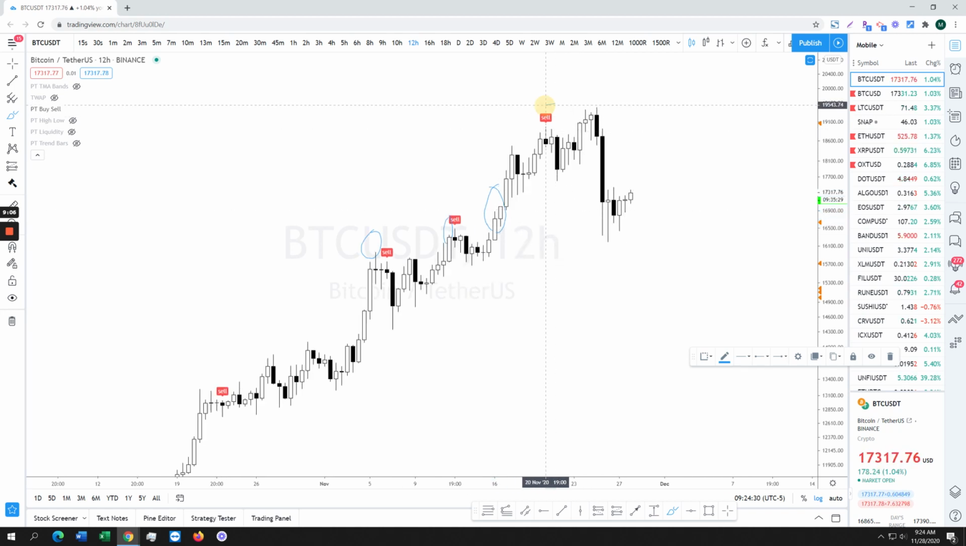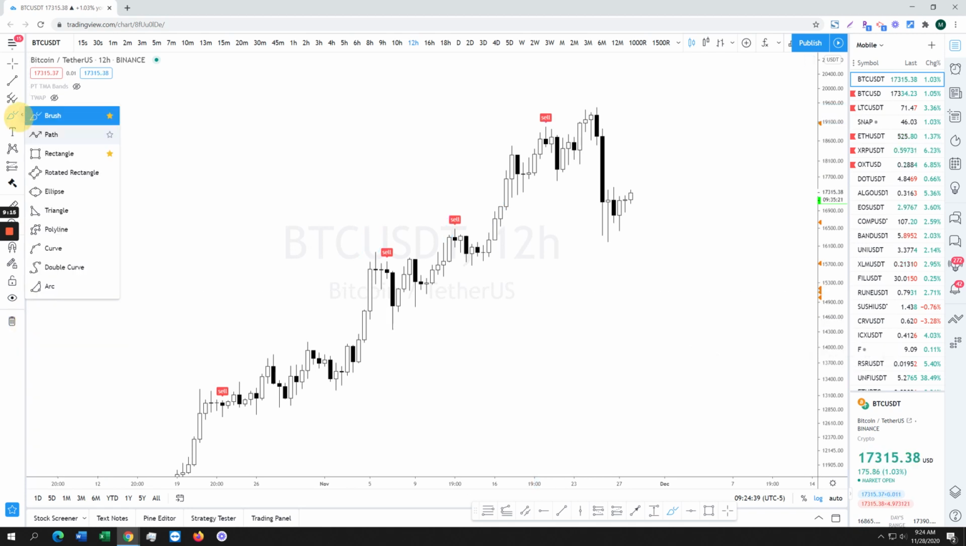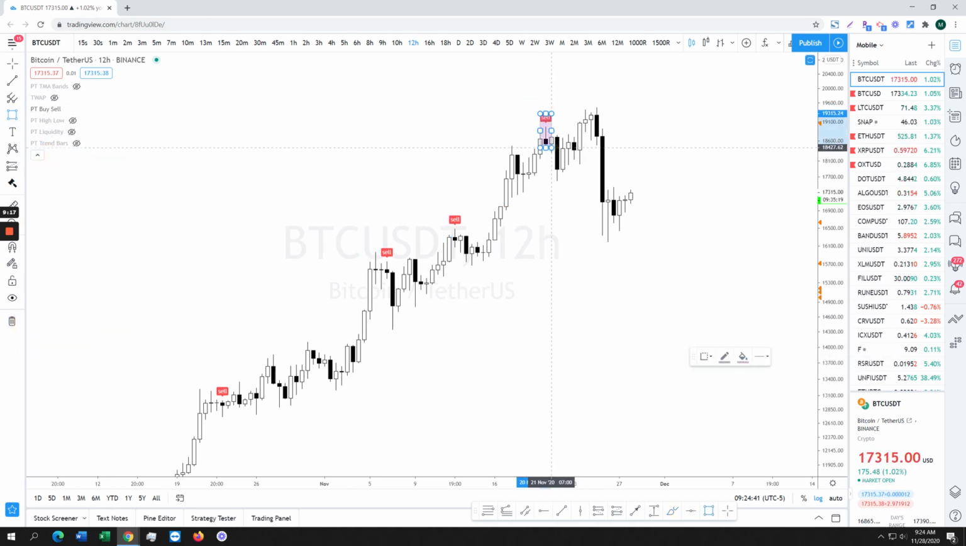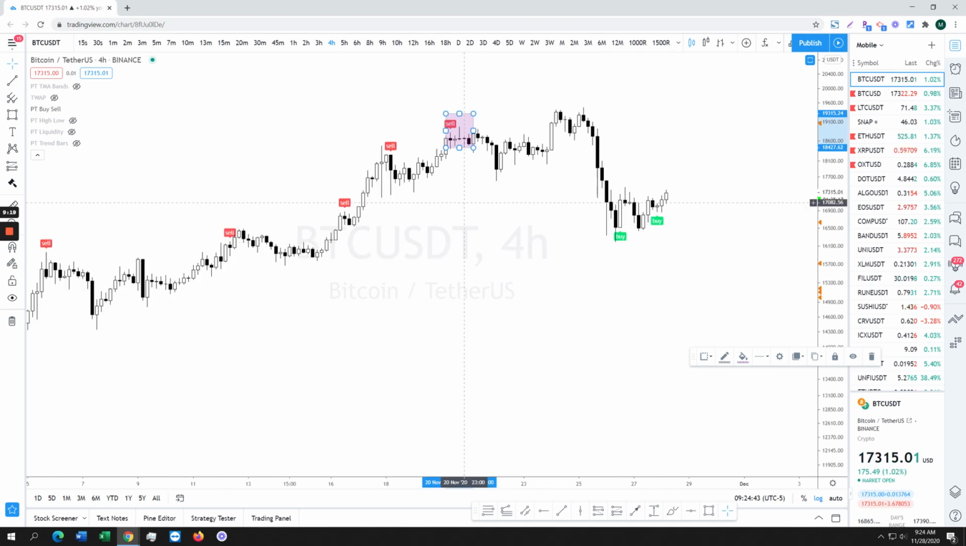When you get a 12-hour short signal over here, sell. Let's mark it. This is your 12-hour sell signal, right? Go to your 4-hour. What do you see over here? You have a 4-hour short signal too? Take it then. You have confluence.